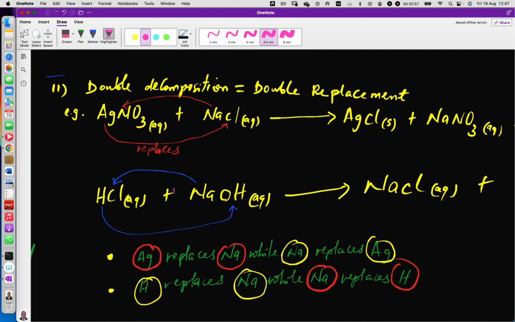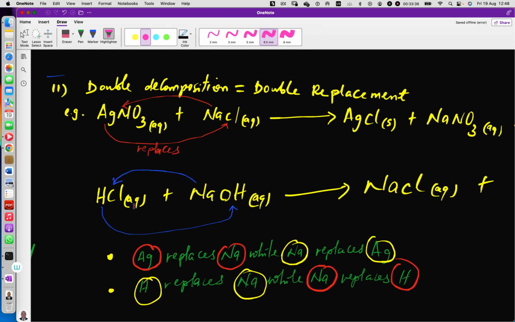Why do I say so? Come here. Silver, that is Ag, will replace the sodium here, and the sodium again is going to take the place of silver. Here with nitrate, sodium is replacing the silver in the nitrate. Meanwhile, in the chloride, the silver is now taking the place of the sodium.